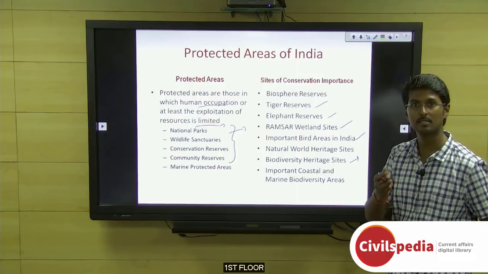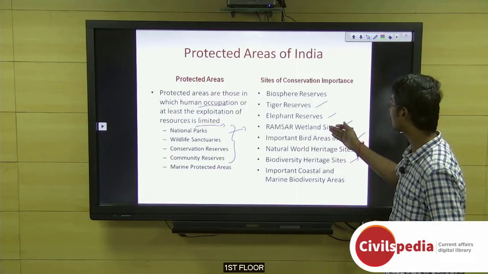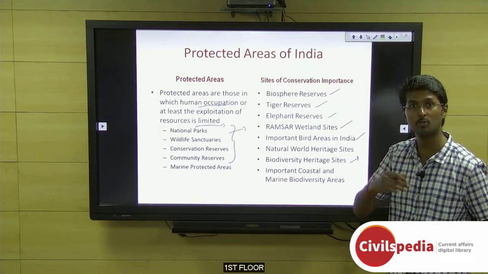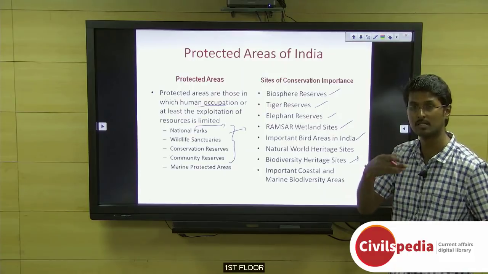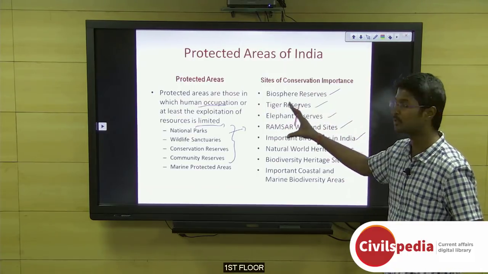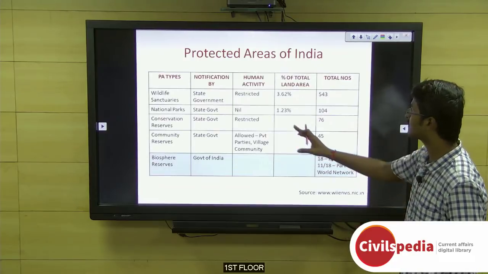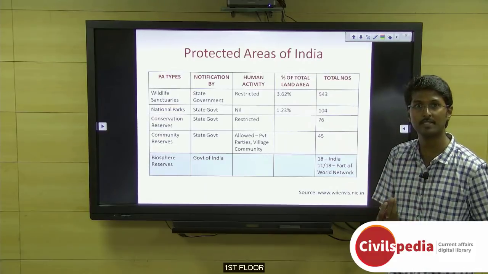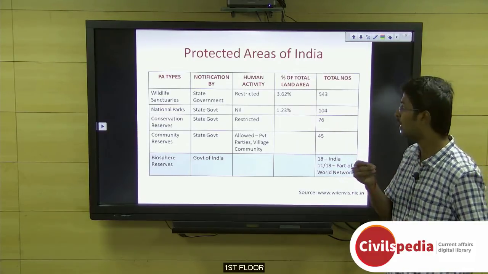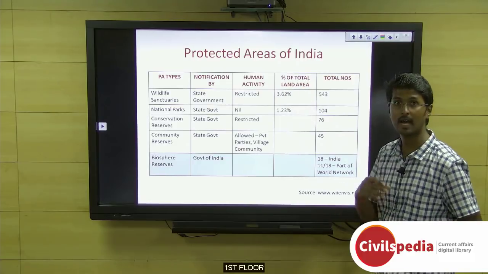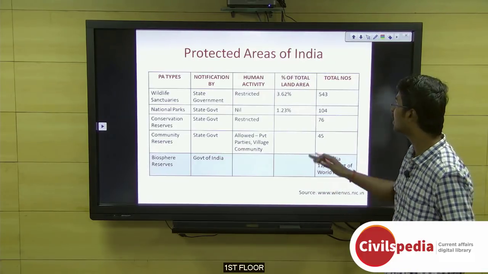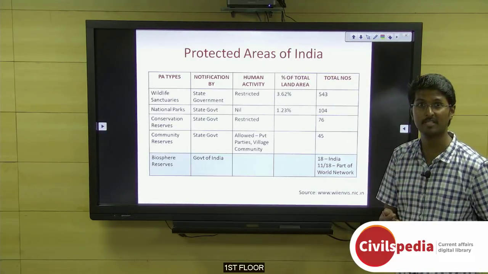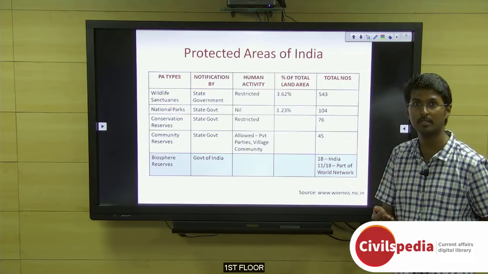Tiger reserves, elephant reserves, Ramsar wetland sites or biosphere reserves can include one or two or more national parks and wildlife sanctuaries together. This difference you need to keep in mind. I have given a small classification between the different protected areas in terms of who notifies them as a national park or a wildlife sanctuary, the human activity in that protected area, the percentage of the total land area, and how many wildlife sanctuaries or national parks have been declared by the governments.